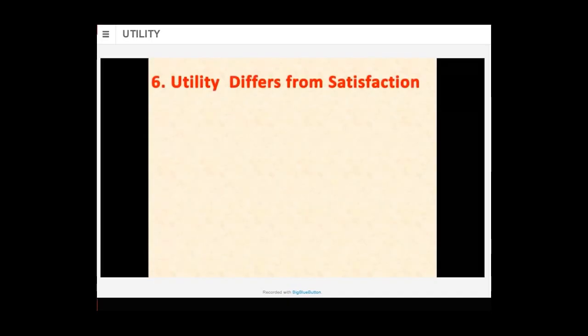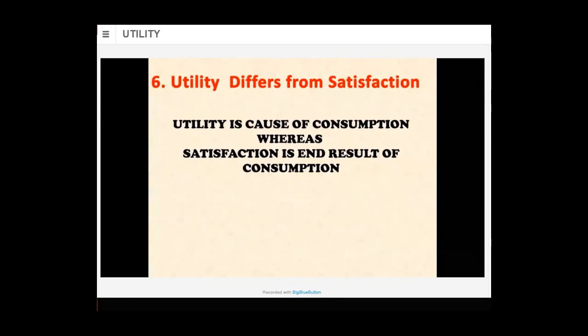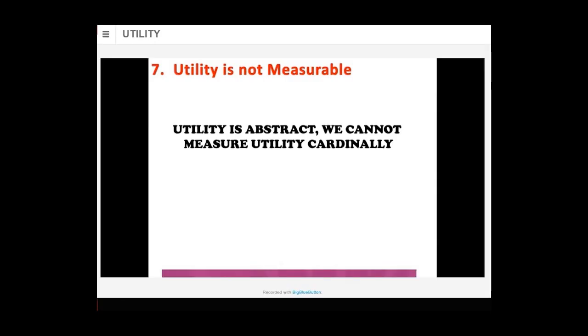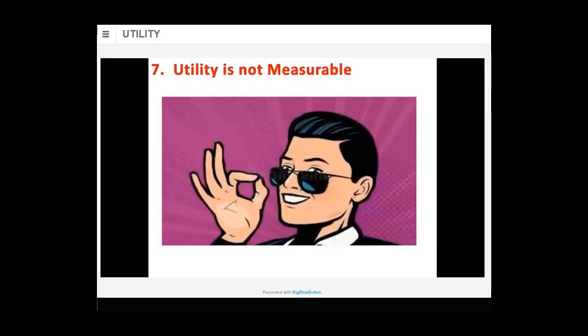Utility differs from satisfaction. Remember, utility is just a cause of consumption and satisfaction is end of consumption. Utility cannot be measured cardinally. It cannot be measured in terms of numbers. But utility can be compared. It can be ranked. So it can be measured ordinally. You can measure it in comparison form.